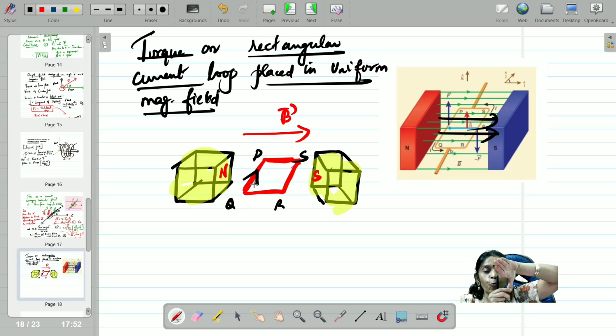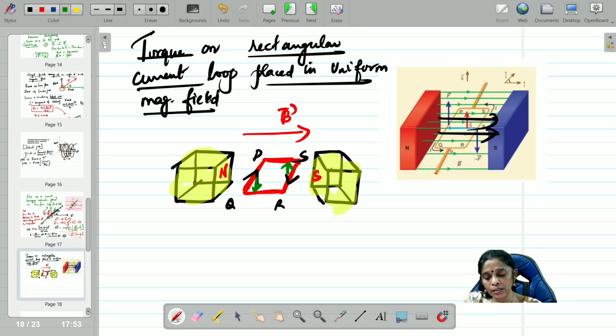Now where is my force? Here you take current. My palm is the magnetic field, north to south, towards right. My fingers are the current, going towards the positive y-axis. Where is my thumb? Only the right hand I am taking. The thumb is acting downwards. So therefore, the force is acting perpendicular downwards. Same way, for S to R, the current is just in the opposite direction. Therefore, the force will be acting perpendicular upwards.